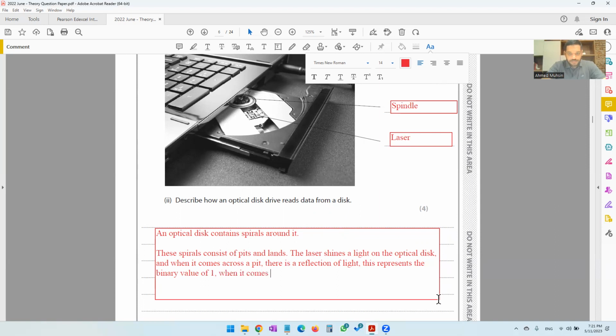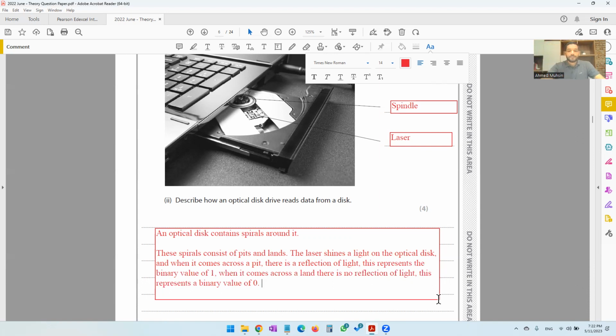When it comes across a land, there is no reflection of light. This represents a binary value of 0. So this is how zeros and ones are read from your optical disc. When it comes to a pit, there is a reflection of light, and the computer knows it's a binary value of 1. When it comes to a land, there is no reflection of light, so your computer knows that this is a binary value of 0. I hope it makes sense to you guys.